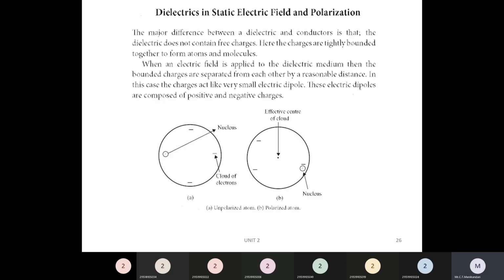Now the next point is polarization, when you see dielectrics in a static electric field. You know the difference between conductor and dielectric. Mostly it lies in the availability of electrons in the outermost shell. That gives the main difference between conductor and dielectric. If you apply a large electric field on a dielectric, it will turn into a conductor.